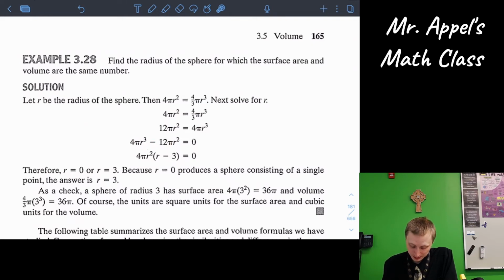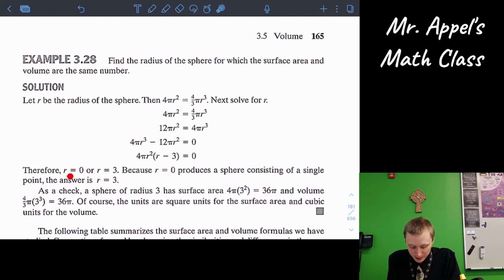Or rather, I think they've reversed this. Subtract 12 pi r squared from both sides and then rewrote the equation with them on the other side. Same thing there. And then factor out those quantities of r squared. Do not divide both sides by r squared here. Okay? You might accidentally be dividing by 0, so don't do that. But now we've factored 4 pi r squared and are left with r minus 3, all equal to 0.